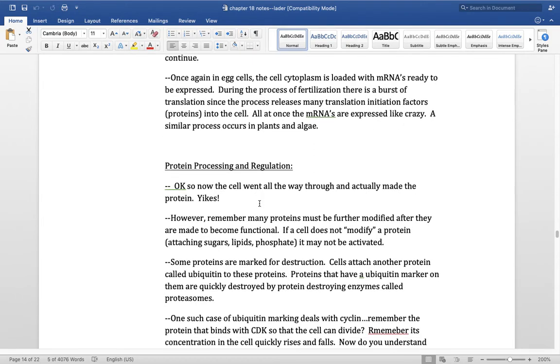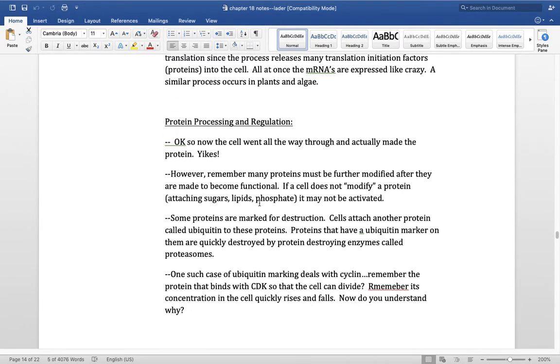Okay, protein processing and regulation. So what if I transcribe the mRNA, I even translate the mRNA?